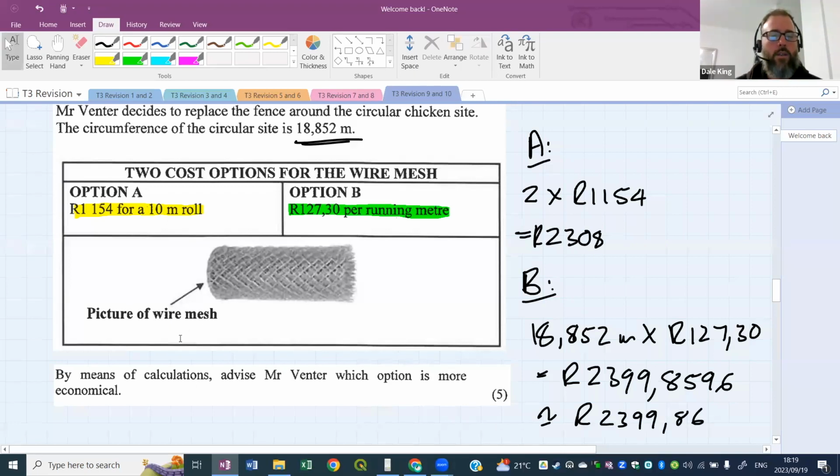So the question says, by means of calculations, advise Mr. Fenter which option is more economical. So which one is more economical, Emmanuel? Option A, sir. Yes. In this scenario, option A will be better. Now, it could change if this wasn't 18.8. If this was like 21.3 meters, he would have to buy 3 rolls and have a lot of extra, and then maybe option B would be better. But right now, we're sitting with 18.8 meters that he needs. Buying the 2 10-meter rolls is better for him. Emmanuel, thank you so much for your help.